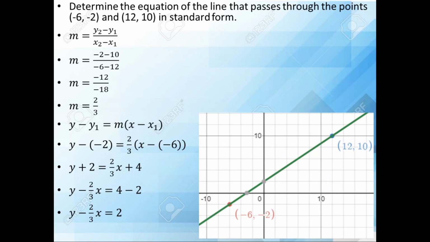And technically, when your answer is in standard form, you want your coefficients to be whole numbers and not fractions or decimals. So I need to get rid of that 3 in the denominator there. So I multiply the entire equation by 3, and 3 times y will give me 3y minus 3 times 2/3 x, the 3's cancel, 2x, and finally 3 times 2, 6. So I have my answer of 3y minus 2x equals 6.